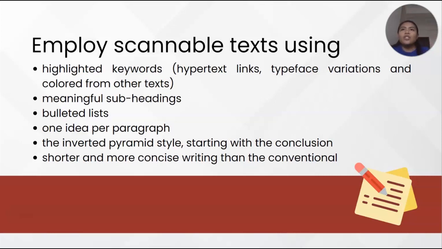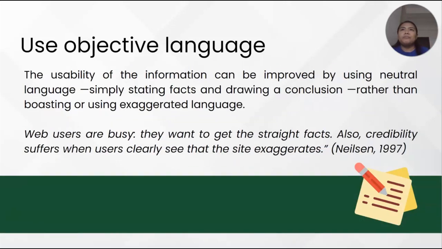We can also use the basic concept of organizing a story in journalism, the inverted pyramid style. So we can start with a conclusion or a good lead. And of course, shorter and more concise writing than the conventional, since shorter sentences can give us more power when writing. Use objective language. So this is language that is neutral. Basically, it simply states facts and draws conclusions rather than boasting or using exaggerated language.